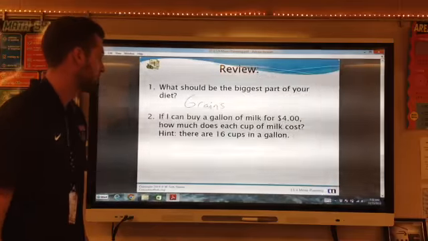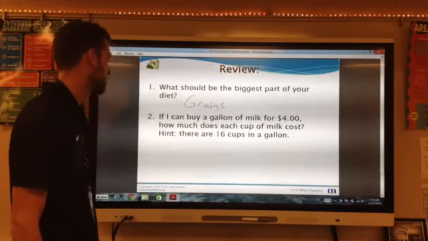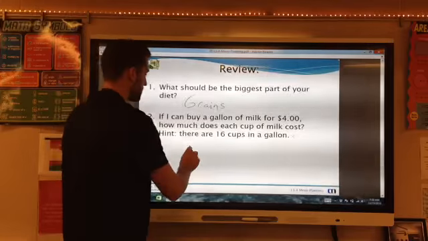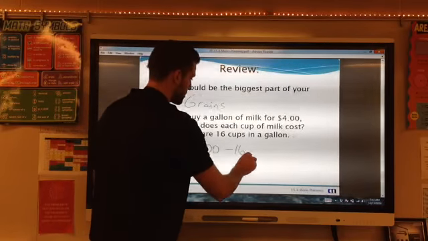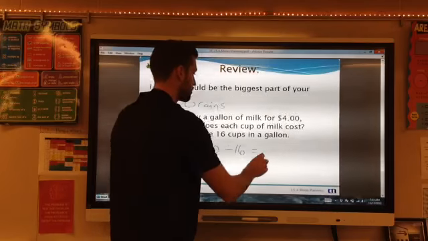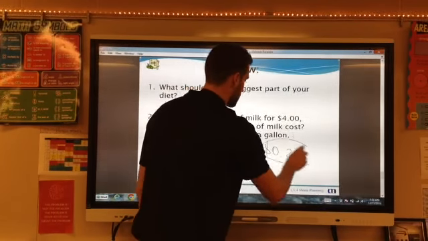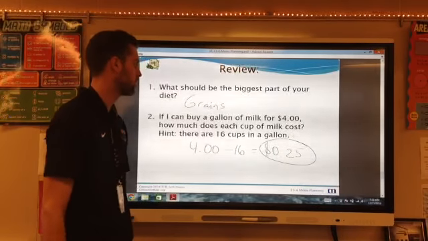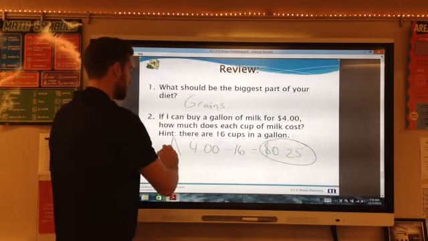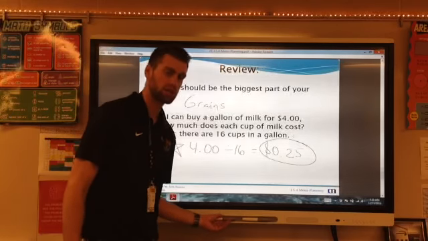If I can buy a gallon of milk for $4, how much does each cup of milk cost? Hint, hint, there are 16 cups in a gallon. So I'm going to take that $4, I'm just finding the unit rate here, dividing by 16, and that's going to be 25 cents per cup of milk. So, unit rate, it's coming back. Keep that in the back of your head on this worksheet today.